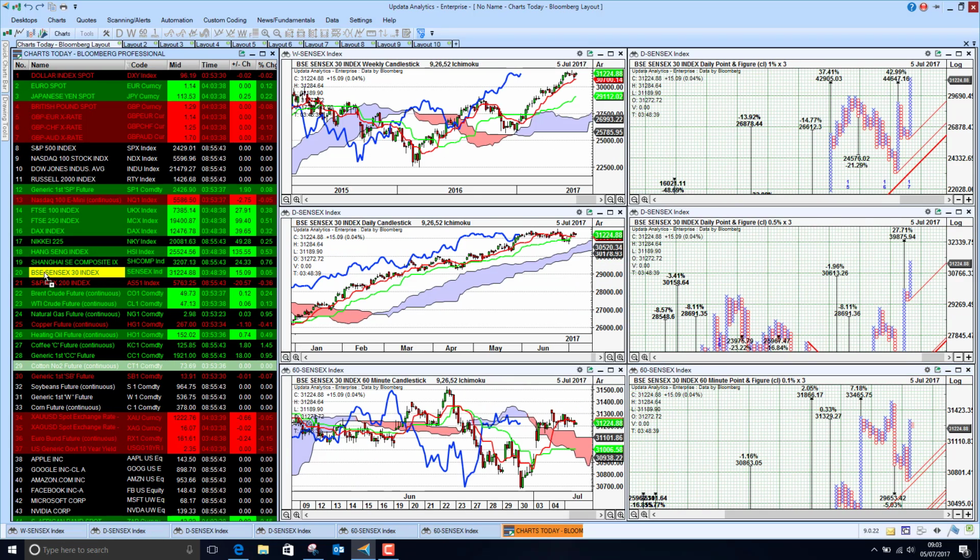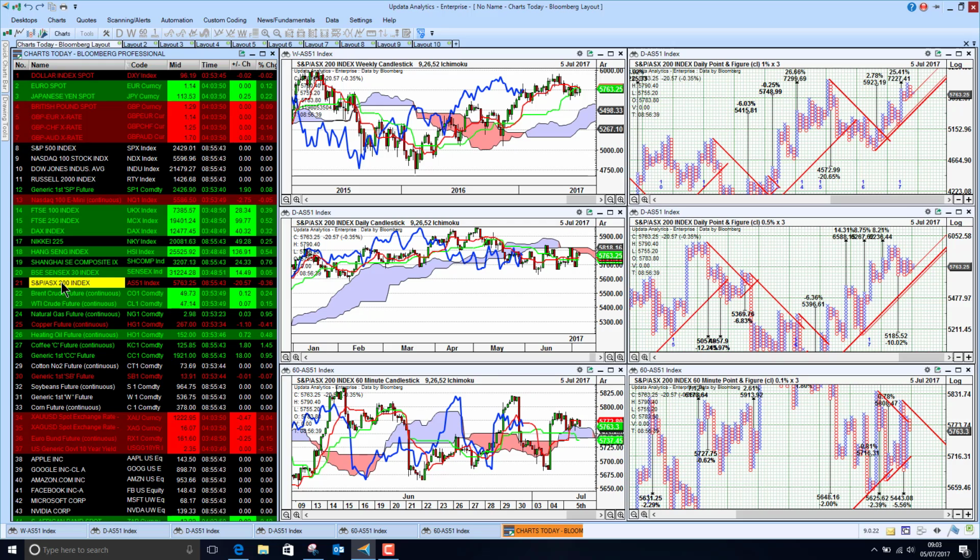Looking at the Sensex, the Indian market, it's up very slightly this morning, and we just see here we're still really clearly bullish on the medium term and long term charts. The Australian market just down about 1/3%, and bearish in the medium term. The short term chart, a very mixed picture going on there.